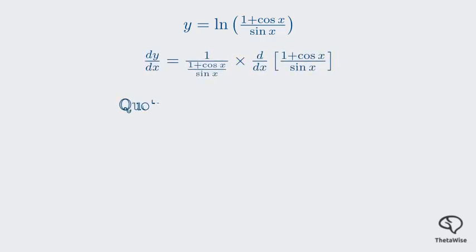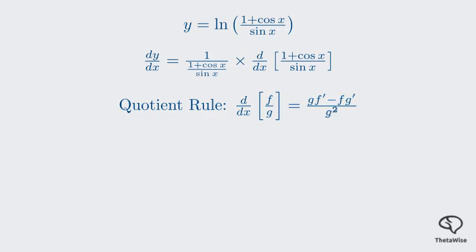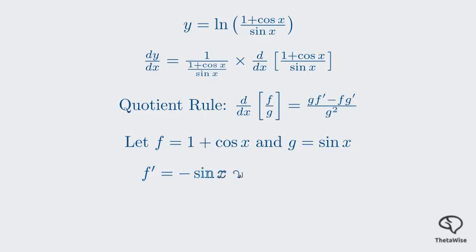The quotient rule states that for a function f divided by g, the derivative is g times the derivative of f minus f times the derivative of g, all divided by g squared. Let's identify f and g for our problem. We'll set f equal to the numerator, 1 plus cosine x, and g equal to the denominator, sine x. Next, we find their derivatives. The derivative of 1 plus cosine x is negative sine x, since the derivative of 1 is 0, and the derivative of cosine x is negative sine x. The derivative of sine x is simply cosine x.